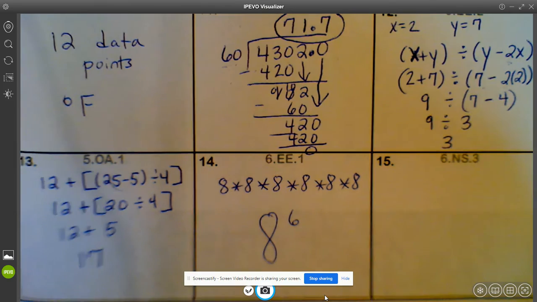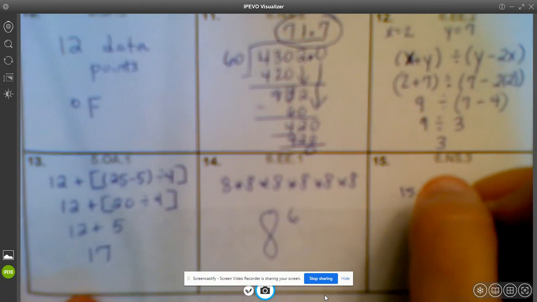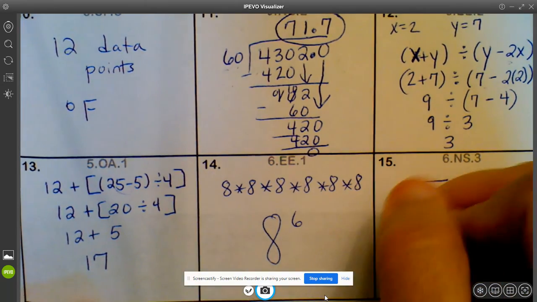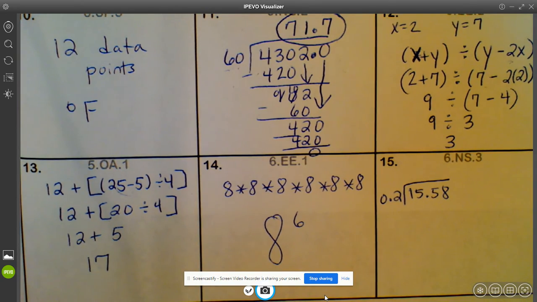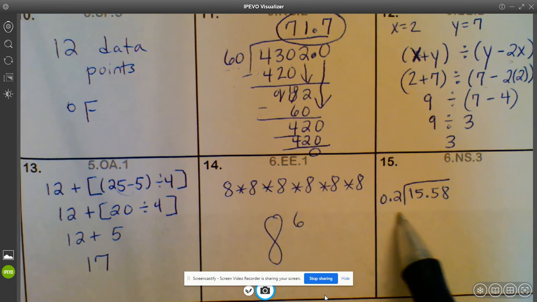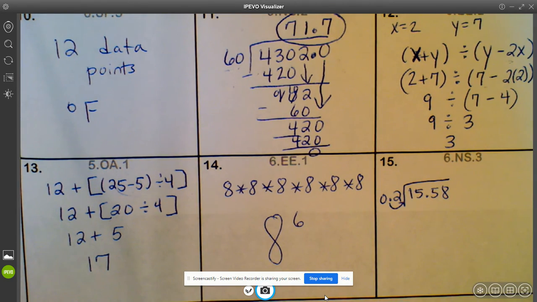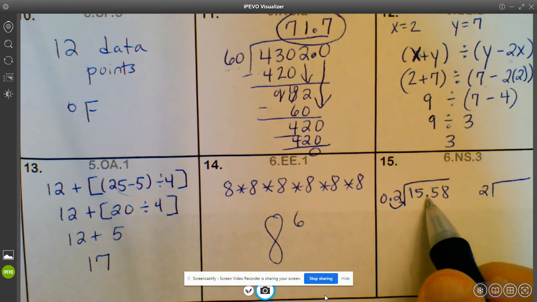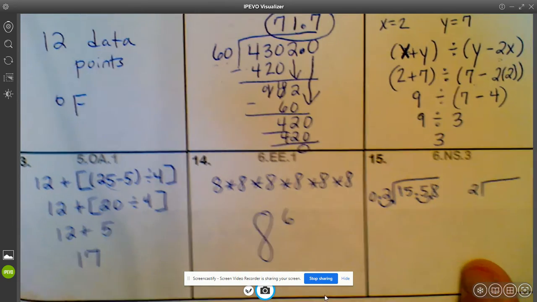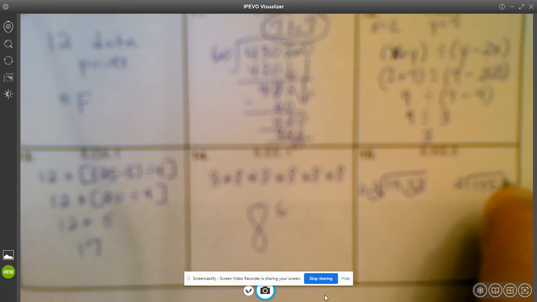And then problem 15, we have another division problem, this time with decimals. So 15 and 5800ths divided by 2/10. So if you remember, guys, we've already went over this in class. We can't divide with a decimal out here in our divisor. So we need to make this into a whole number. And the way we do that is we are going to move our decimal over one spot. But when we move our decimal over one spot here, we also have to move our decimal over one spot here. Okay? So that would give me 155.8.